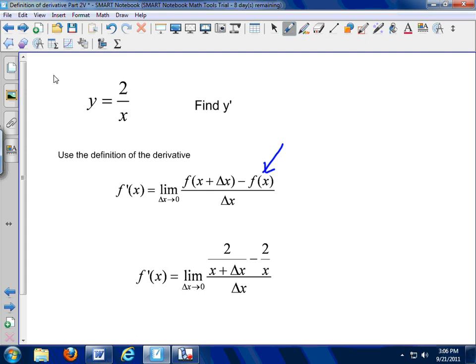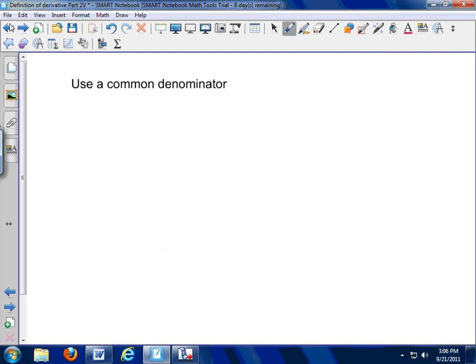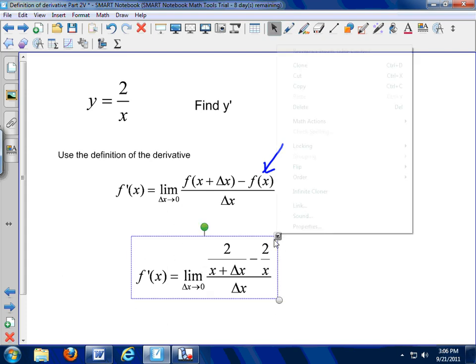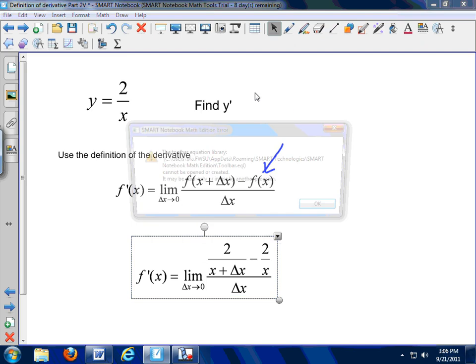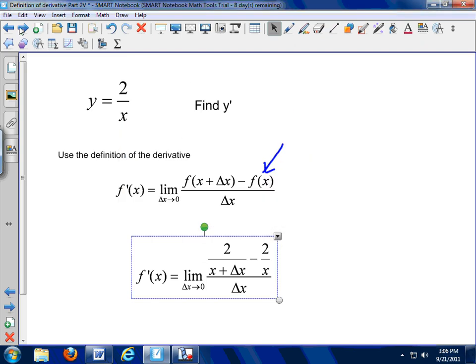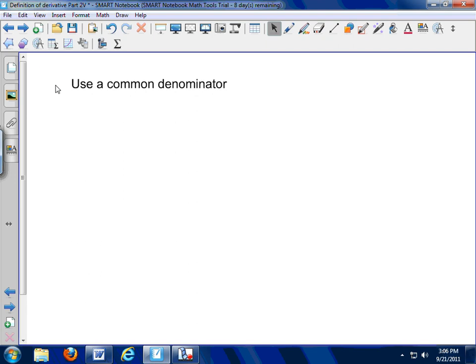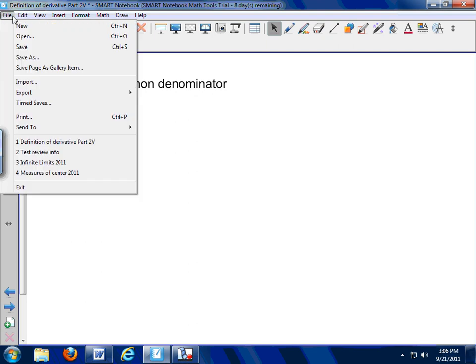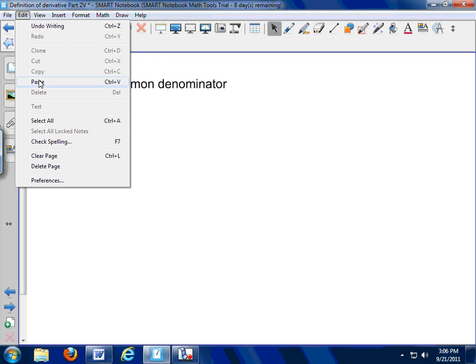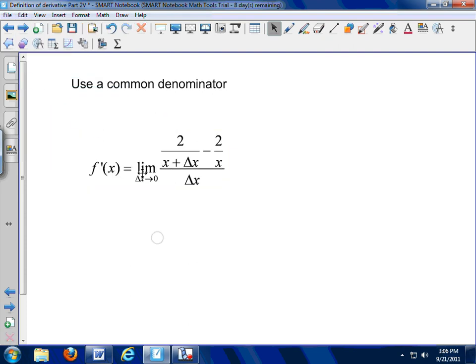We've got us a fraction this time, so we need to have a common denominator. I don't really feel like rewriting that. I'm going to be extremely lazy. Not lazy, extremely efficient. I'm just going to copy this over. You have it all on the same page. What's the matter? I can't do that. Let's see if it'll let me paste it on there. Edit, paste. Great. Tricked you.